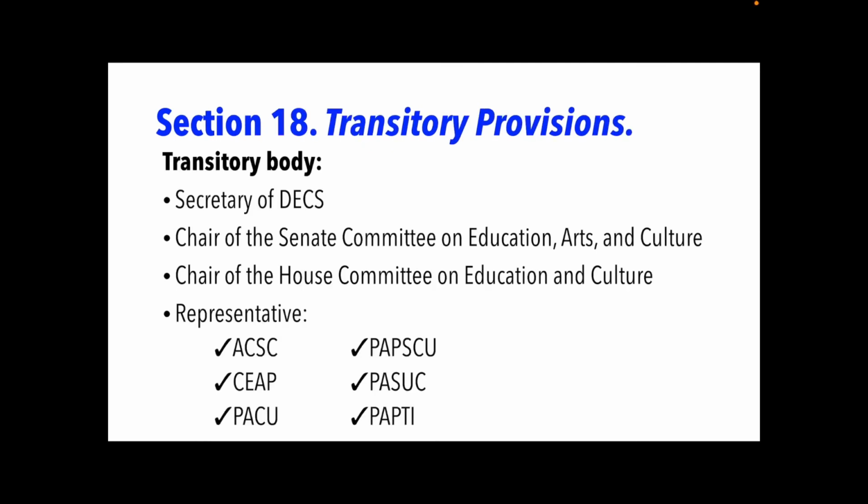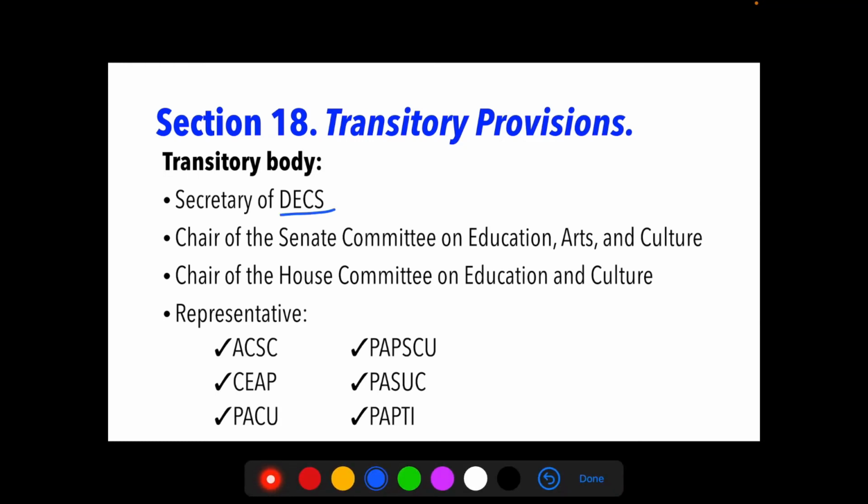Section 18, Transitory Provisions. Let me just highlight the transitory body in this section, which shall be composed of the following: the Secretary of Education, Culture and Sports, the Chair of the Senate Committee on Education, Arts and Culture, the Chair of the House Committee on Education and Culture, and also a representative of each of the following associations. First, the Association of Christian Schools and Colleges, the Catholic Educational Association of the Philippines, or the CEAP, the Philippine Association of Colleges and Universities. We also have the Philippine Association of Private Schools, Colleges, and Universities, the Philippine Association of State Universities and Colleges, and lastly, the Philippine Association of Private Technical Institutions.